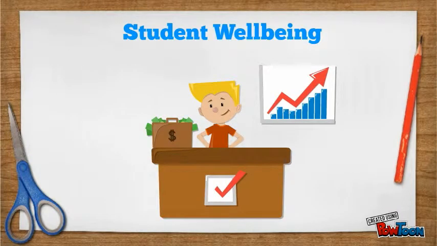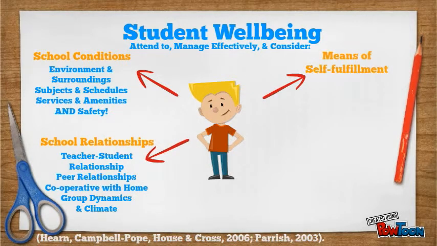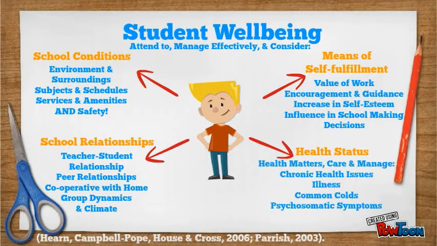Research has identified student wellbeing as a key factor in student outcomes. Student wellbeing has been divided into 4 categories: school conditions, school relationships, means of self-fulfillment, and health status. Each area is as important as the other, and by teachers being attentive to and effectively managing these areas in a child's life, the better the opportunities and the better the student.